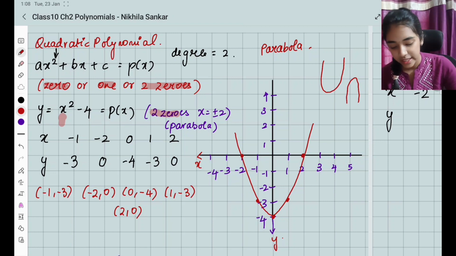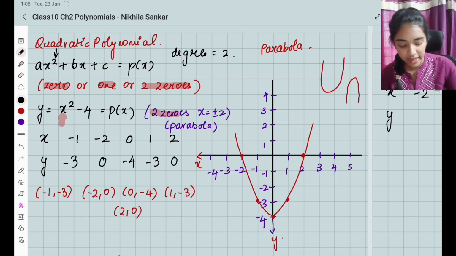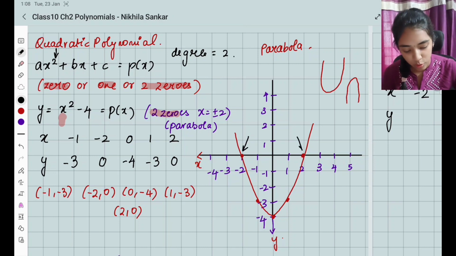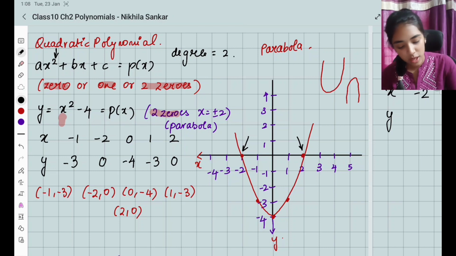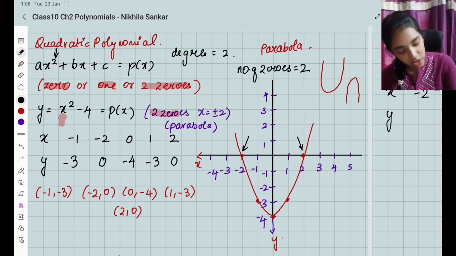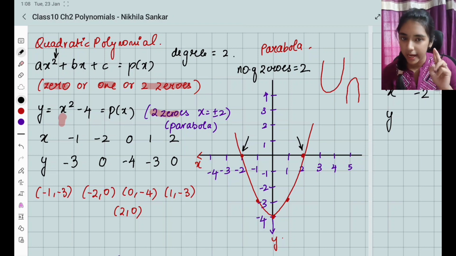So basically, இந்த இடத்துல number of point of intersection என்ன? X-axis ல you see that this is one point of intersection with the x-axis and this is one more point of intersection with the x-axis. So number of zeros என்ன? Number of zeros is going to be 2 because it intersects the x-axis at two different points.